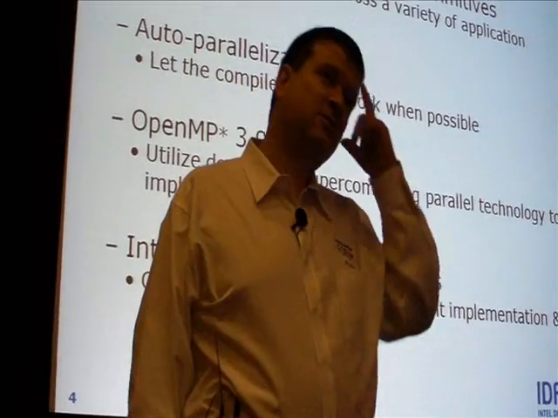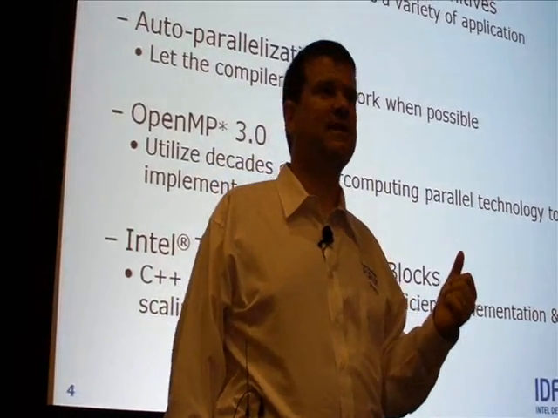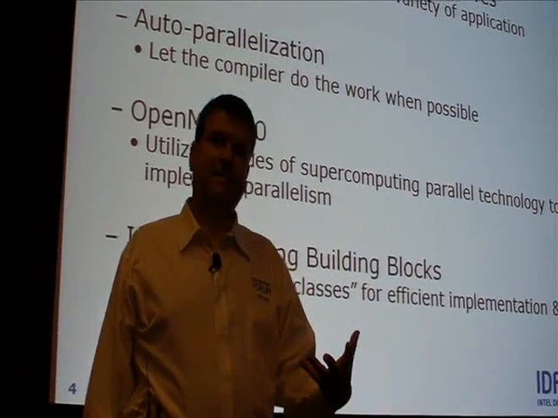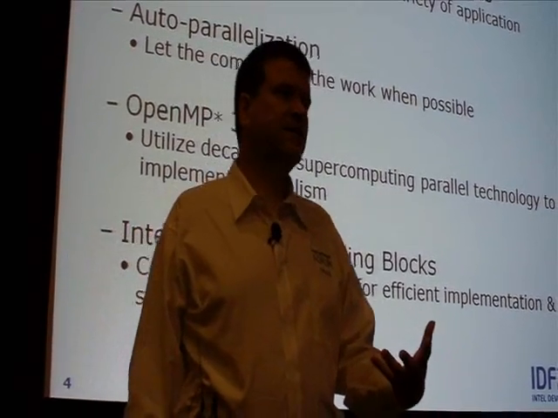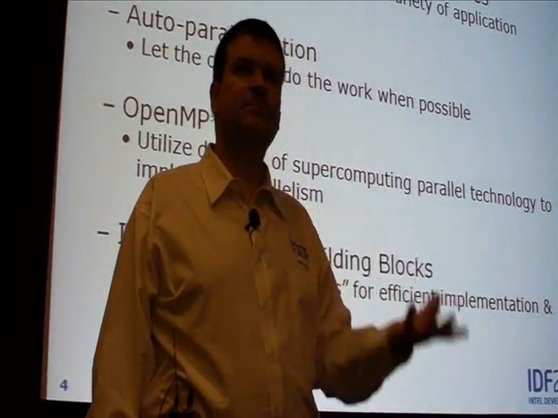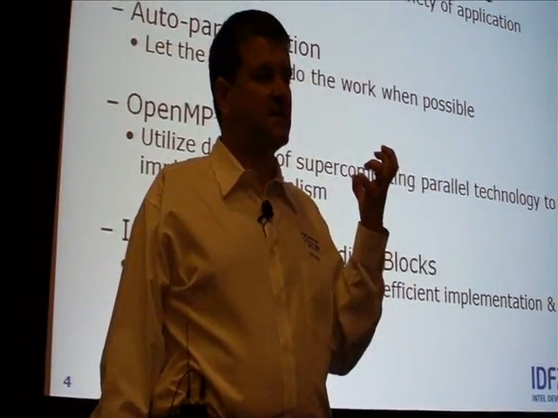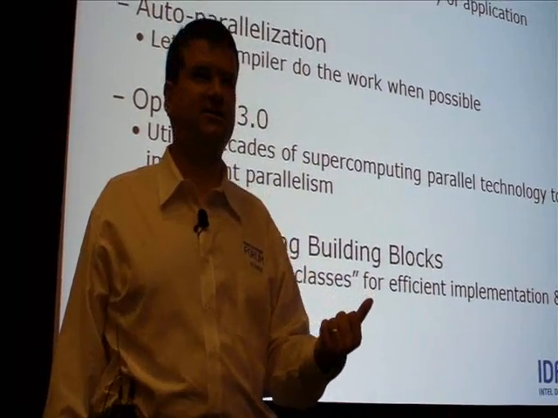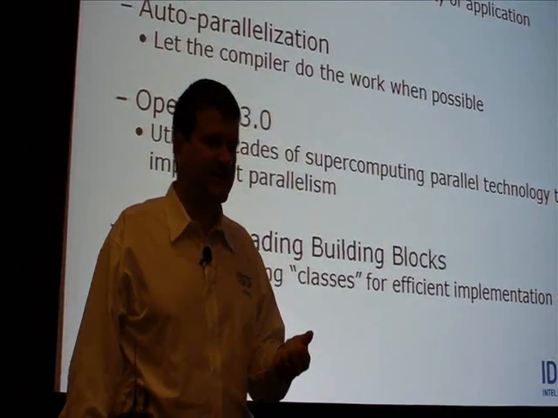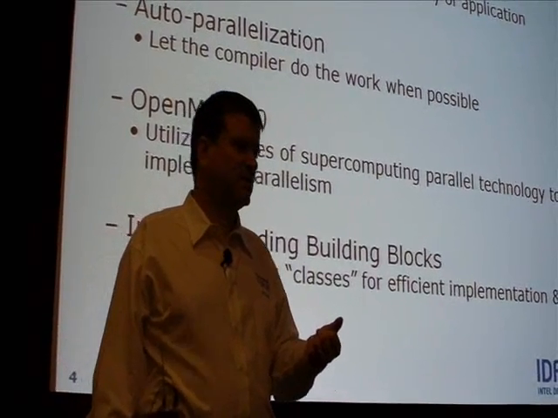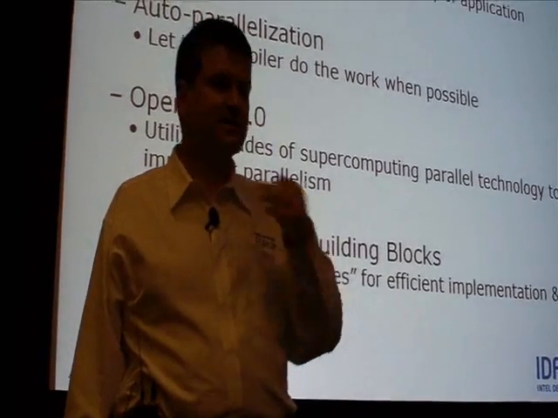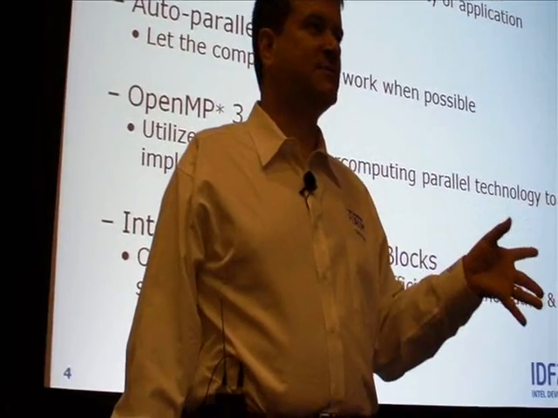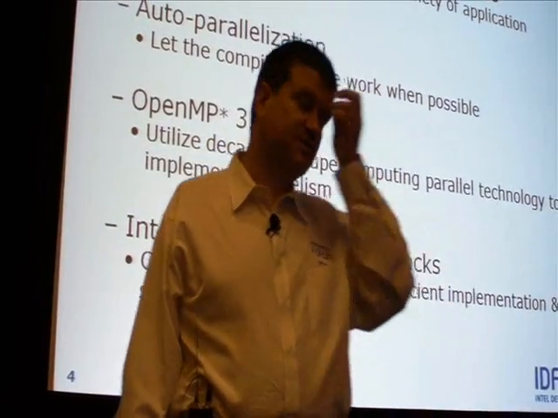About 14 years ago, the specification for OpenMP came out, and this extends C and Fortran for parallelism. And in its current version now, the 3.0 specification, it's able to help with task and data parallelism. It's worth looking at. It's probably better geared for scientific applications than it is for programming outside of the scientific domain. So then we have Intel Threading Building Blocks. And this is a very good option for C and C++ programmers.